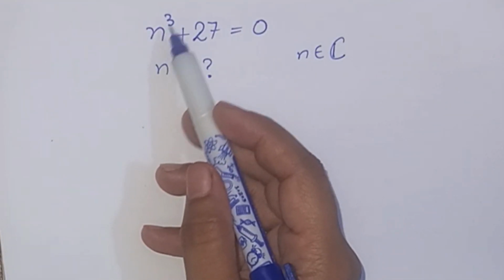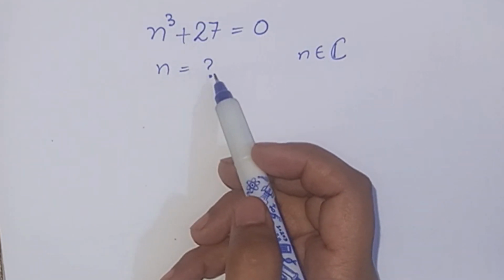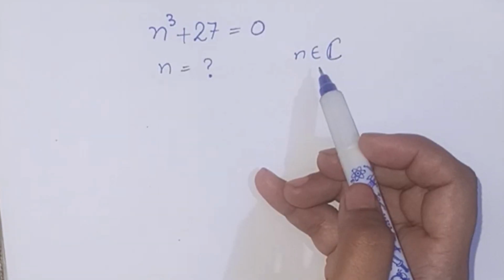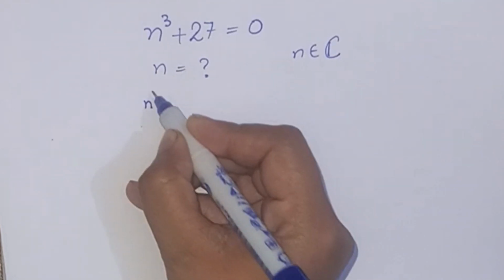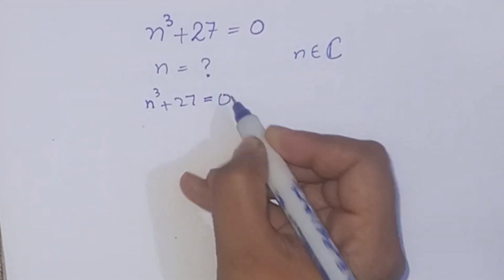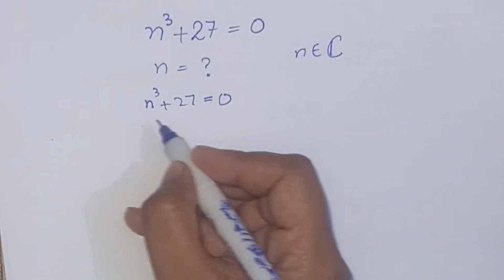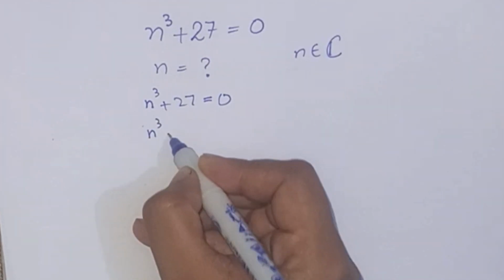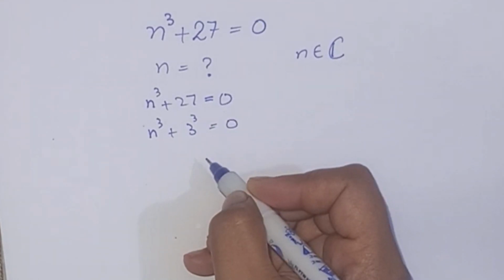And the question is n cubed plus 27 is equal to 0, and we find the value of n, and it's given that n belongs to complex numbers. So let's start. First of all, the given information is n cubed plus 27 is equal to 0. Now we write this 27 as 3 cubed, which is also equal to 27. So this is 3 cubed, and it's equal to 0.